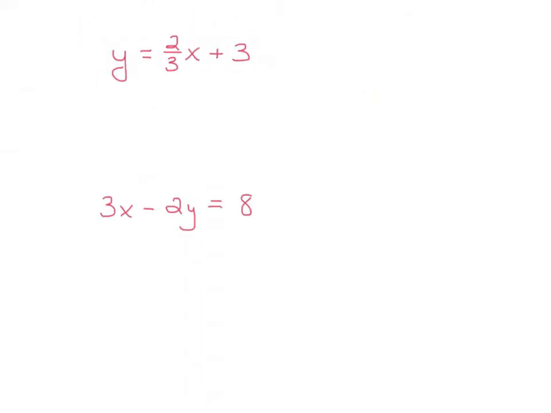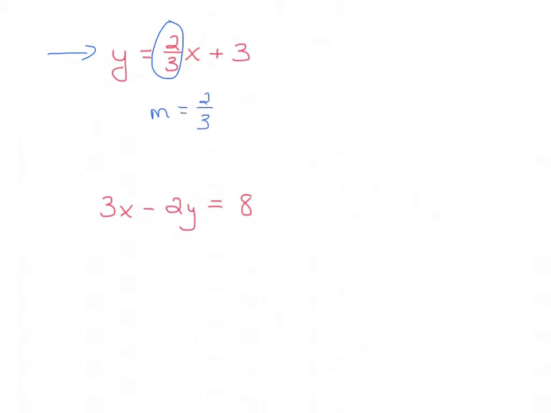The last way we found slope in this class is by equations of a line. If the form is y equals mx plus b, like it is on the top, this is the easiest possible problem because the slope is the number right in front of the x. So here the slope would be 2/3.